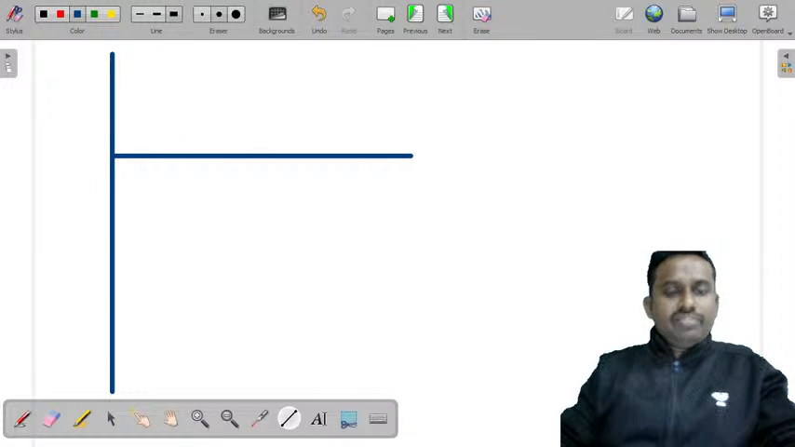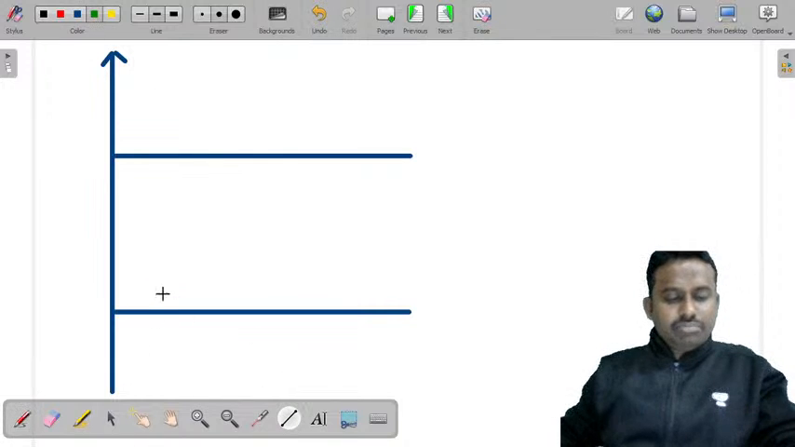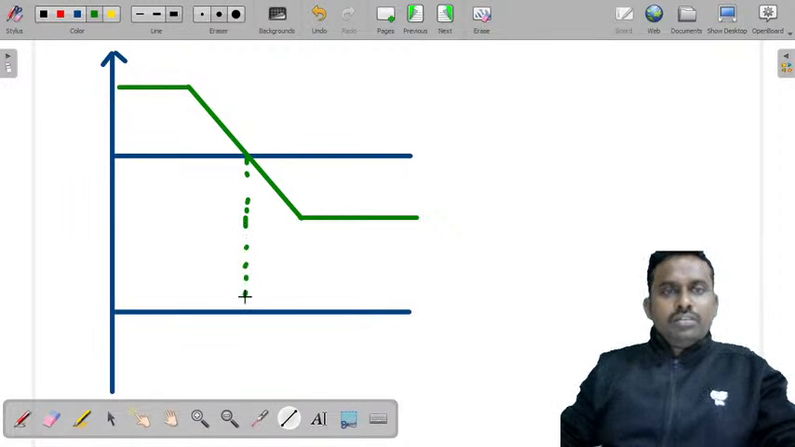Let us say you have magnitude and phase angle lines like this. You have a magnitude plot like this, and let's say you have a phase angle. So let's say this is the phase plot.